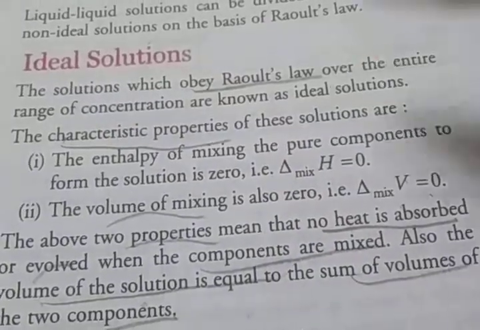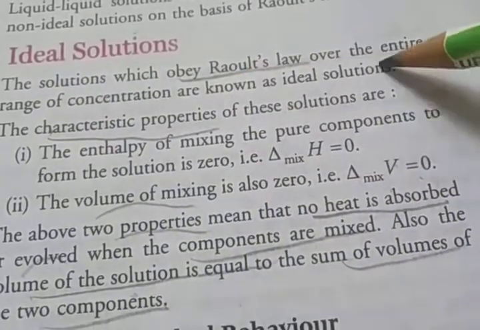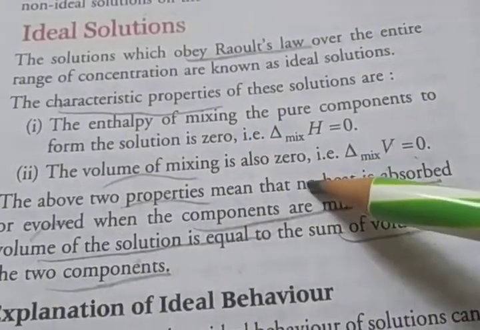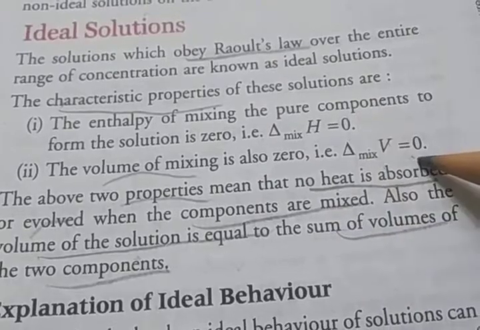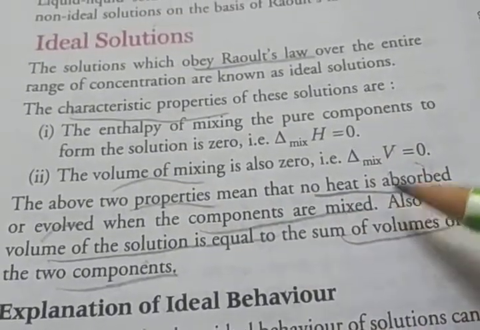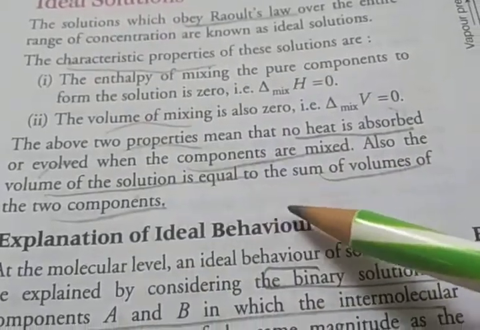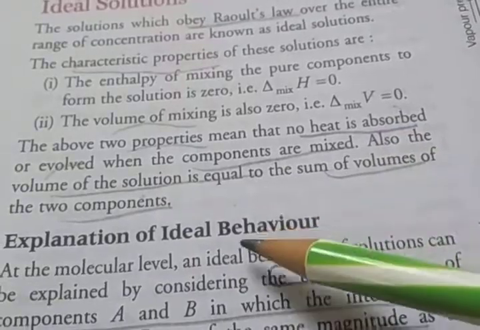So again, for an ideal solution, the solution obeys Raoult's law, and the enthalpy and volume of mixing are both 0. The above two properties mean no heat is evolved or absorbed when the components are mixed, and the volume of the solution is equal to the sum of the volumes of the two components.